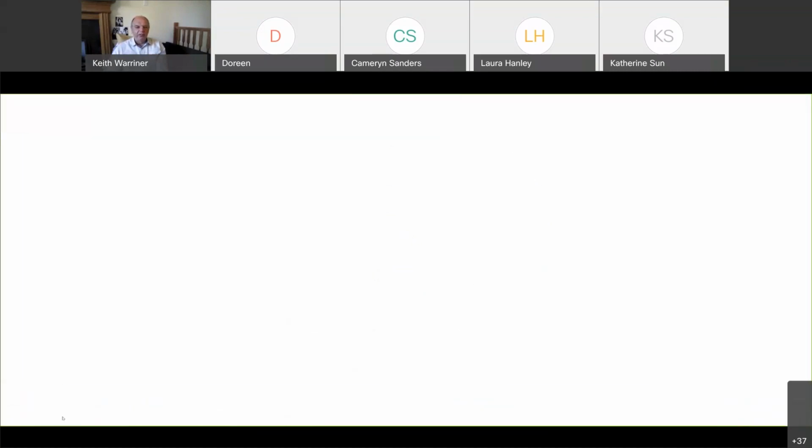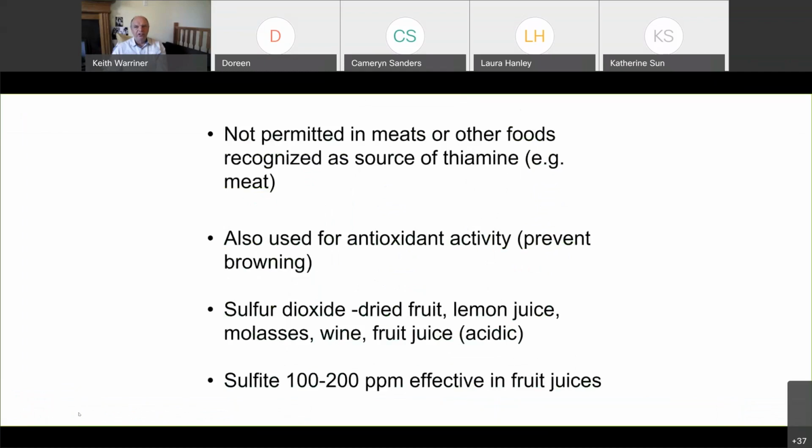Now, the problem with sulfur dioxide, though, is that it's got a very bad press. Certainly, it's not discriminatory in what it oxidizes, and so it'll take out vitamin Bs, for example, so you're not allowed to add it to meat. But it is versatile in terms of preventing browning.